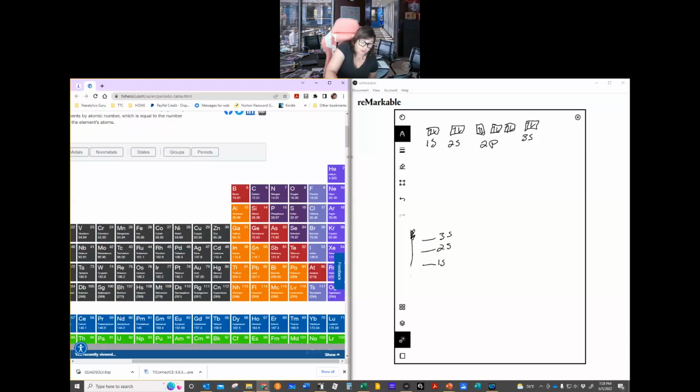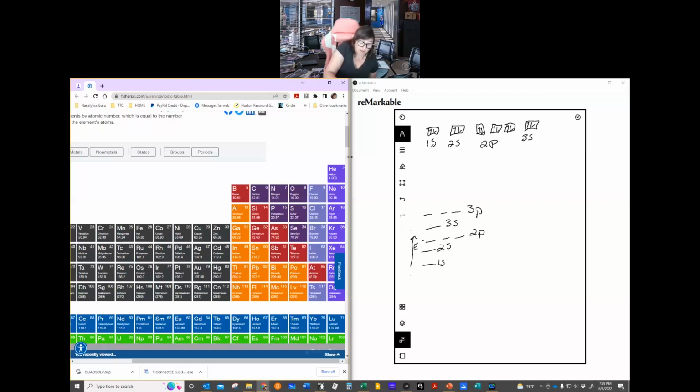3s, and then 3p. Oh, what have I done? Got myself confused. So again, this is going up. This is my energy scale. 2s, then 2p, then 3s, and then 3p this way.